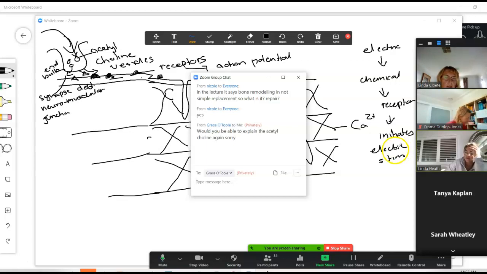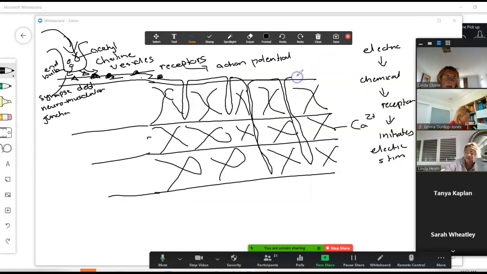Would you be able to explain acetylcholine again? Okay. All right. So acetylcholine is in these little vesicles. It's a neurotransmitter. In other words, it's used to transmit messages from a nerve to a muscle. So when the electric stimulus gets to the end bulb that has these vesicles full of acetylcholine, the acetylcholine gets released out of those vesicles into the gap between the nerve end bulb and the muscle. On the muscle side, there are a whole lot of receptors.